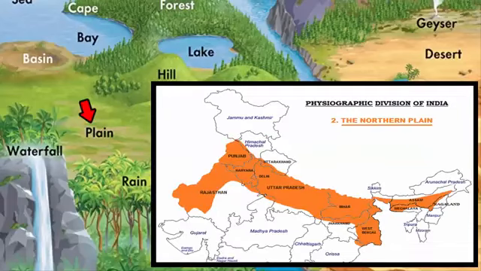A good example is the North Indian plain. Rivers like Indus and Ganga have been depositing this sediment in this plain over thousands of years. In the northeast of India, the Brahmaputra plain or the Brahmaputra valley in Assam is another good example of how the river Brahmaputra has been depositing sediments for thousands of years.